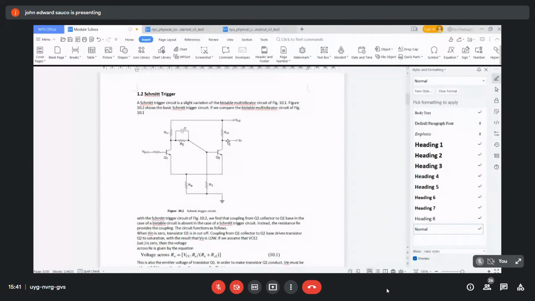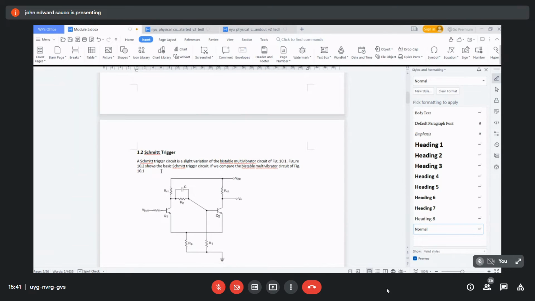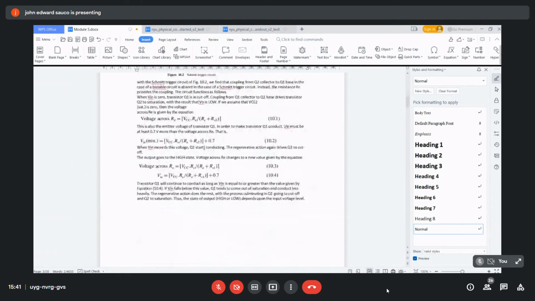And then dito naman sa Schmitt trigger is ganun din siya bistable. Yun nga lang is nakadepende lang tayo sa base voltage ni Q1 kung mag-high siya or mag-low. Pag kasi ito is hindi mo na cut off, di high siya, low siya. Pag naman siya is nag-saturate, di high siya. So, depende sa Vin. Okay, yan ang pinagkaiba ni Schmitt trigger sa bistable.